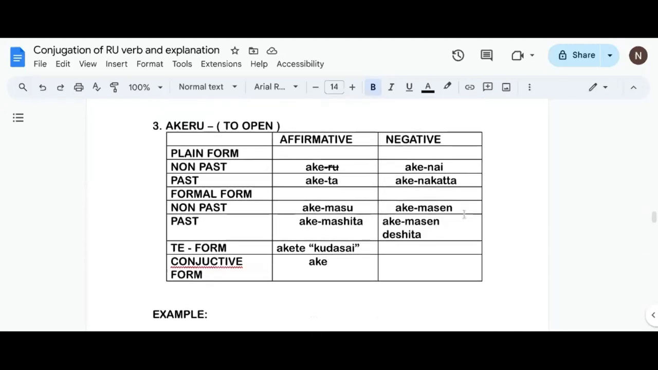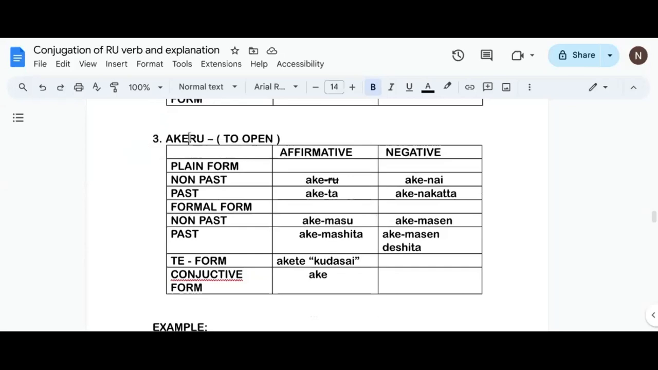Now let's have akeru. Akeru. To open. Again, it ends in ru in your dictionary form. That's why they belong to the ichidan verb or your ru dropping verb. It means to open. You can find it in the dictionary, akeru, to open. Again, if you want to conjugate, under your past, plain form or casual form, drop the ru, just add the ta. Aketa. In your negative, akenai. In your past, akenakata.